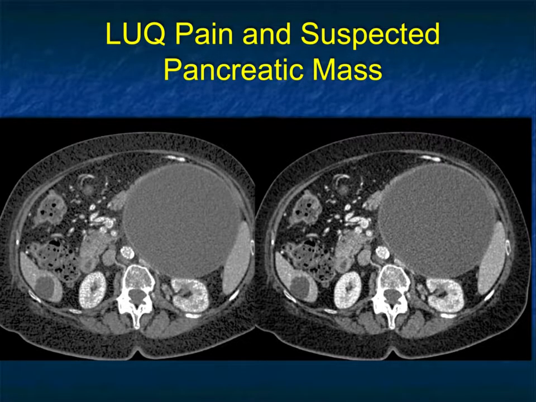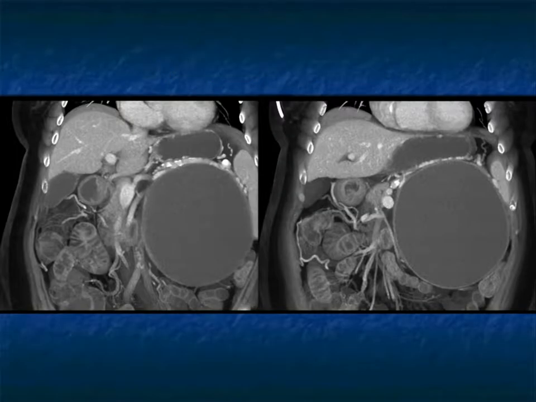Another example, left upper quadrant pain. The first thing you have to do in this case is say, is this an adrenal cyst or is it a pancreatic cyst? Is it coming off the stomach, the retroperitoneum, the mesentery, or perhaps the spleen? Well, here it looks like it abuts the spleen, surely. And this was initially worked up as a pancreatic cystic lesion.